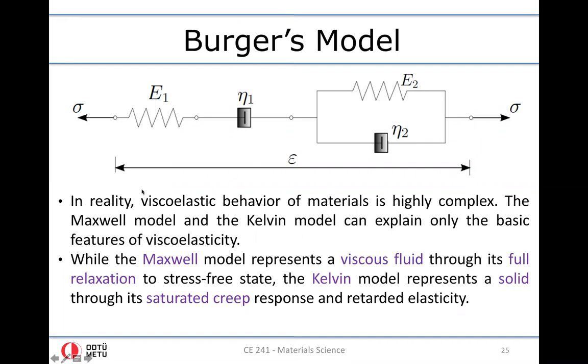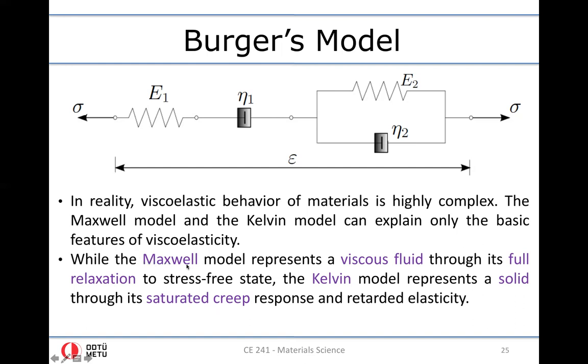The motivation is that the viscoelastic behavior of materials in reality is relatively complex. And these two models of viscoelasticity, the Maxwell model and the Kelvin model, can explain only minor effects, basic features of viscoelasticity, and they generally become inadequate when you would like to model real viscoelastic material response.